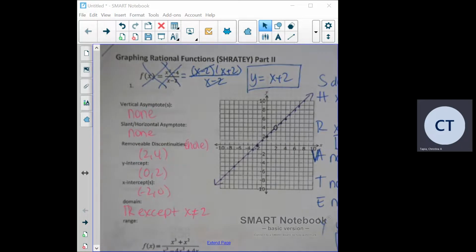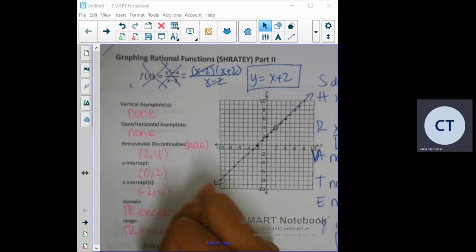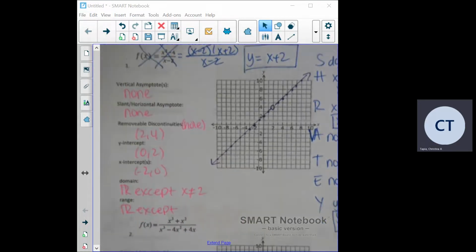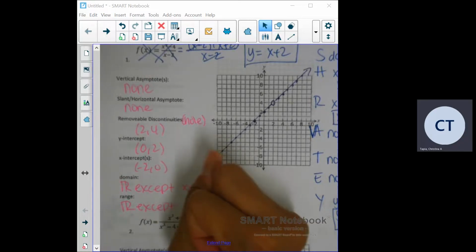That's literally a hole. And then for the range, I'm going to keep the range for this question because you can actually find it. What number should you probably not use for the range? 4. Why cannot equal 4?